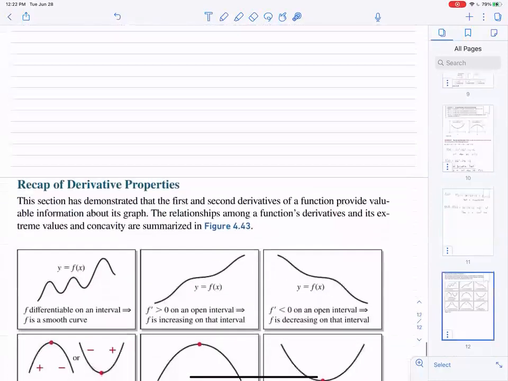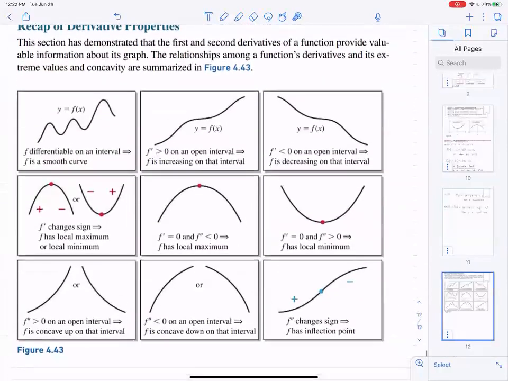And then here's a quick summary of all the different properties we learned about a derivative. If a function is differentiable on an interval, then we say it's a smooth curve. So smooth just means that it's differentiable, so there are no sharp points. If the derivative is always strictly greater than 0 on an open interval, then the function is increasing. If it's less than 0, it's decreasing. And if you allow it to be 0, it's called non-decreasing and non-increasing.